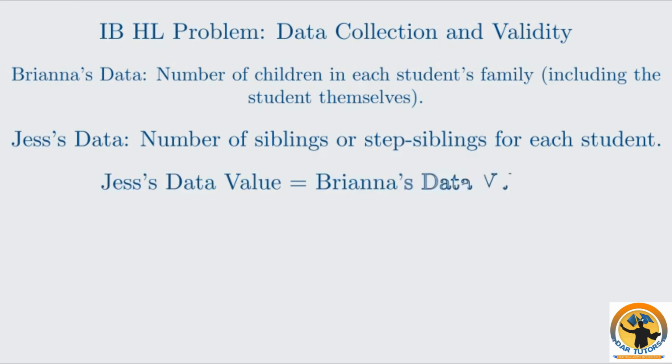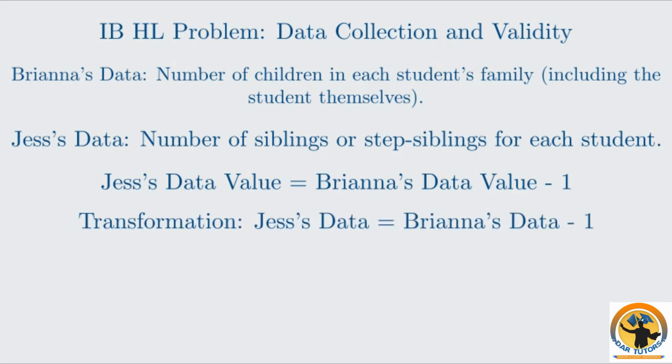So for every student in the class, Jess's data value is exactly 1 less than Brianna's data value for that same student. Now let's apply our knowledge of data transformations. Jess's dataset is essentially Brianna's dataset, with the constant 1 subtracted from every value. This is a transformation of the form xi maps to xi minus k, where k equals 1.